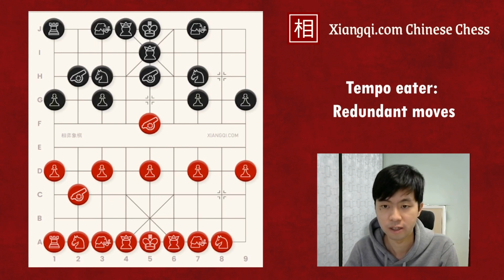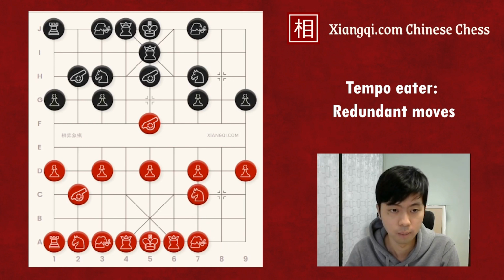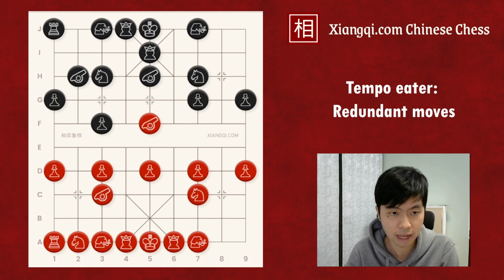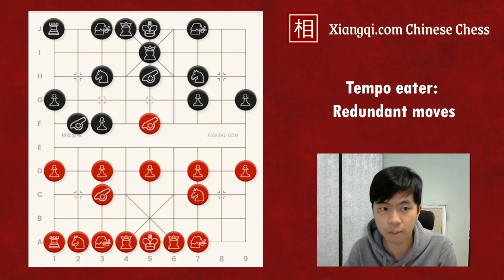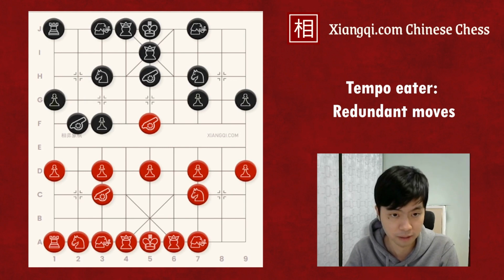Redundant moves are another common tempo eater mistake. For example, if red develops the horse here, black moves up the soldier to develop the horse. If red moves the cannon from c2 to c3 to attack, black can threaten the red central cannon by moving up its cannon from h2 to f2 here. Red cannon cannot take it because it's pinned.